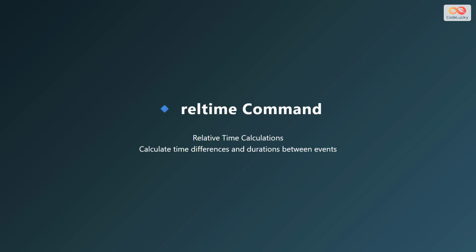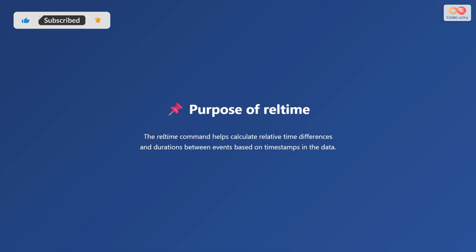The reltime command is used in Splunk to calculate relative time differences and durations between events. It helps to find how much time passed between two given timestamps. The purpose of the reltime command is to determine time differences within your data. It calculates durations between two timestamp fields, enabling analysis of event intervals and durations.